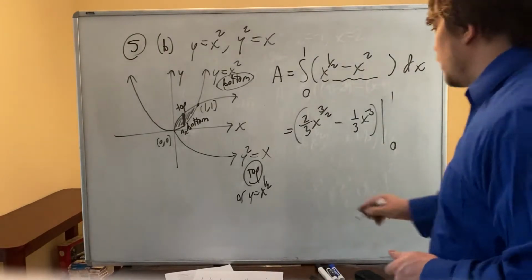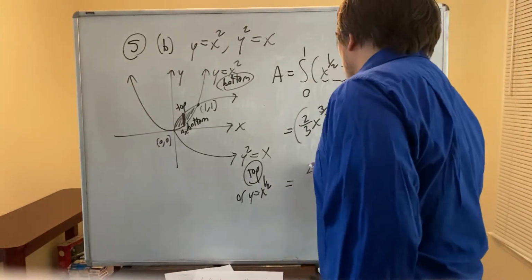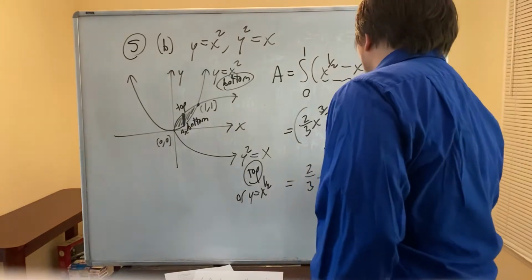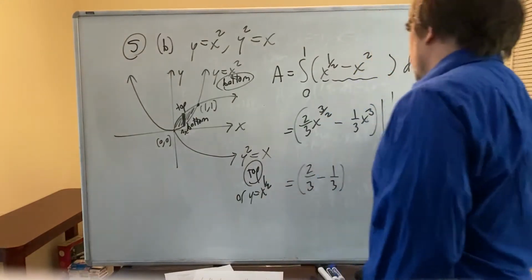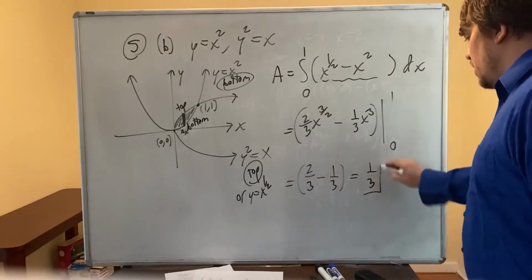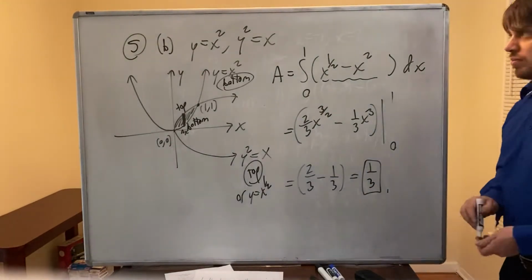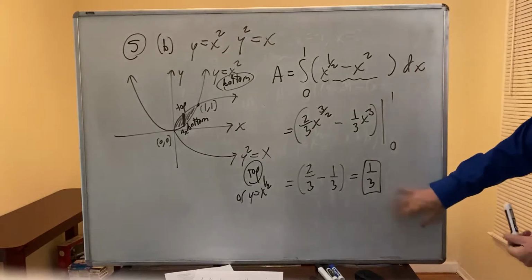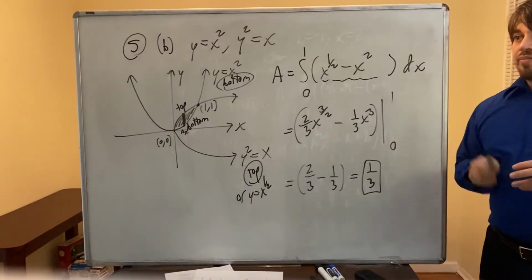Okay, and so now this is equal to plugging in 1. You get 2/3 minus 1/3 minus 0. Right, so you don't need to minus 0. 2/3 minus 1/3 is 1/3, and so the final answer is 1/3. So that's 5b.